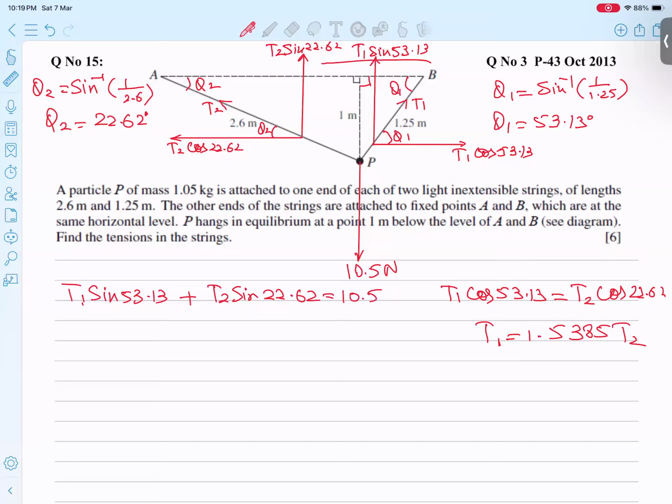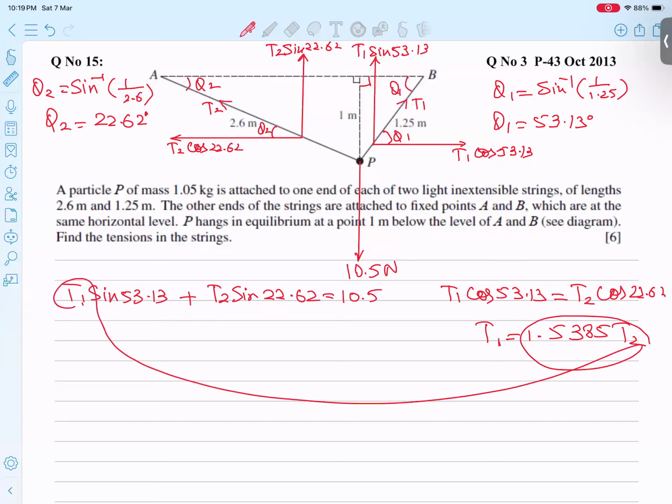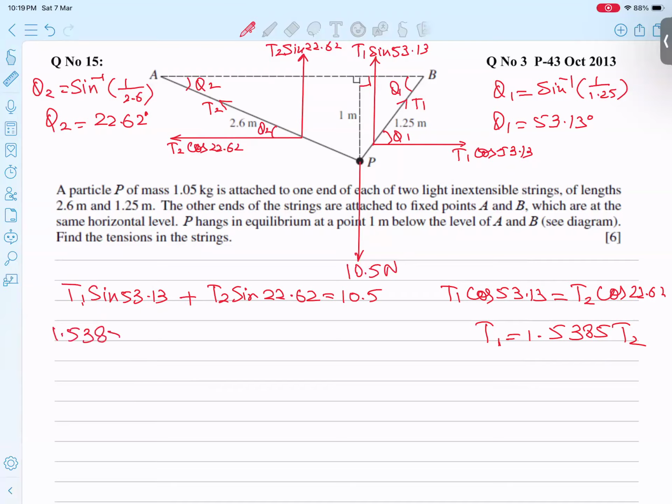Basically, these two forces equal the downward force. So now I can plug in this T1 value in the place here. So I'm getting what, students? I'm getting 1.5385 T2 times sine 53.13 plus T2 sine 22.62 equal to 10.5. Now what is T2?